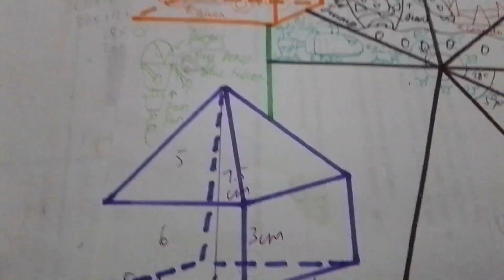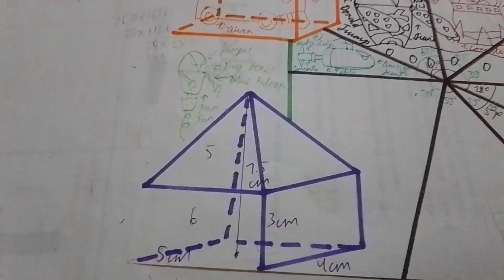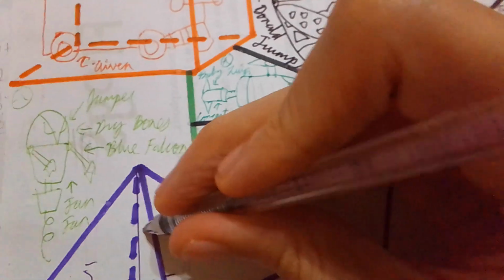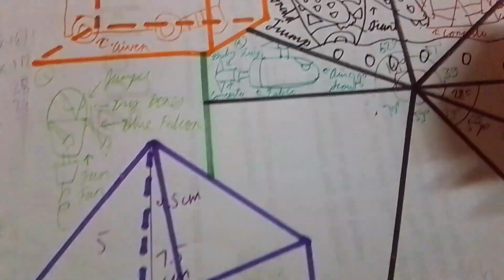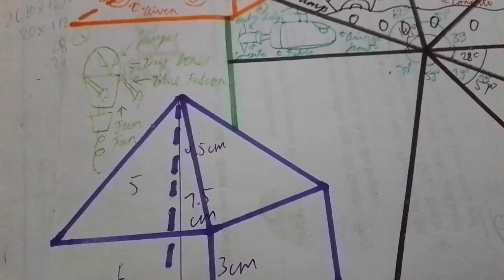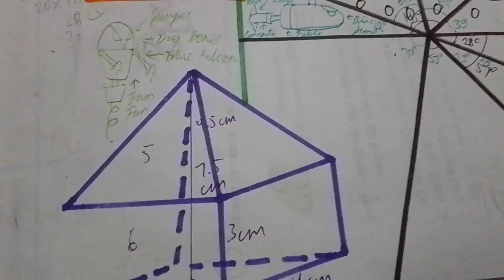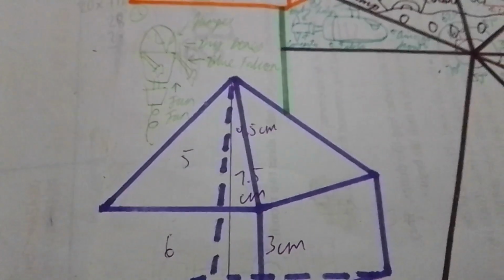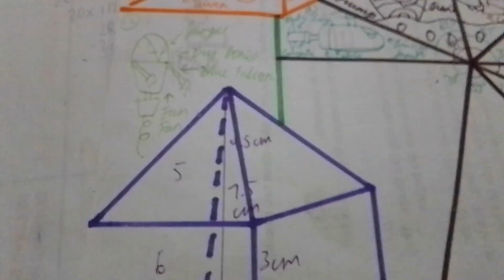Now what about for the pyramid? For the pyramid, we have this, right? We know the entire height is 7.5. But because there's 3 centimeters here, the height now should be 4.5 centimeters. Now all we need to do in order for us to get the slants, we need to play a game called, yup, you know what we're gonna play. That's right, the Pythagorean theorem.